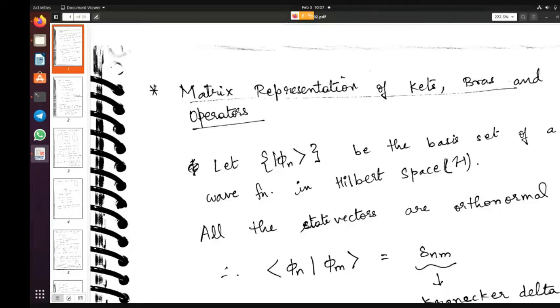I think I've already told you this multiple times. A Ket, you should always think of as a column vector, meaning it has one column and several rows. And a bra, you should always think of as a row vector, so it has one row and several columns. And an operator is obviously a square matrix. So this is something that you know.